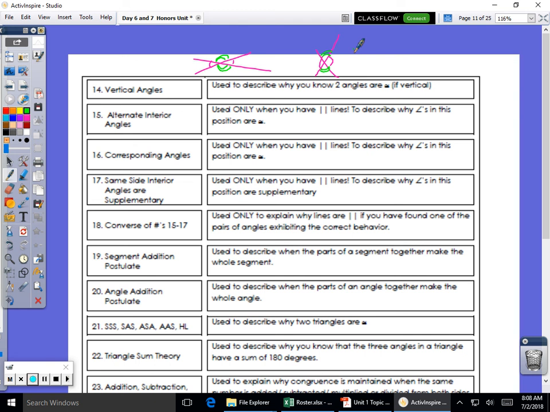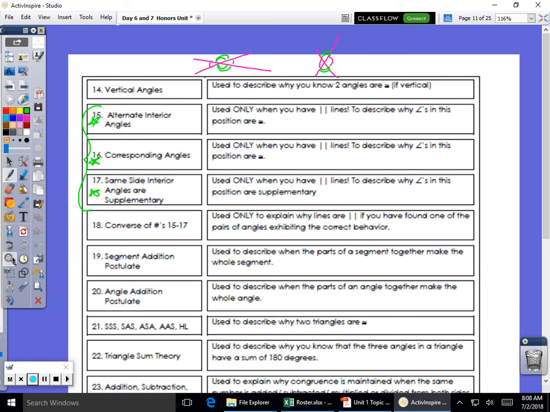Alternate interior angles. All right, so these ones, alternate interior, corresponding, same side interior. These ones I think we're going to go over in class today. Today's Monday that I'm making this video, so I will discuss those in class, because we need to draw a picture to really explain those. All right, and then you can work backwards from each of those.